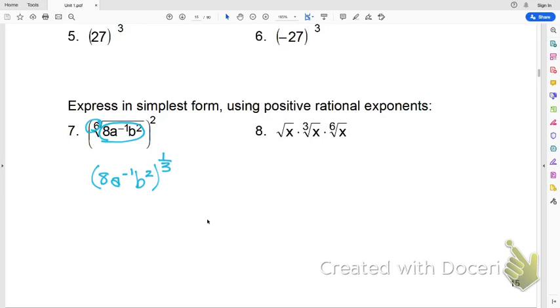Now, think exponent rules. When you have an exponent on the outside of the parentheses, it essentially distributes to everything inside. So I'm going to distribute it to the 8, to the A, and to the B. This is going to give me 8 to the 1/3, A to the negative 1/3, and B to the 2/3. Any issues so far with that?